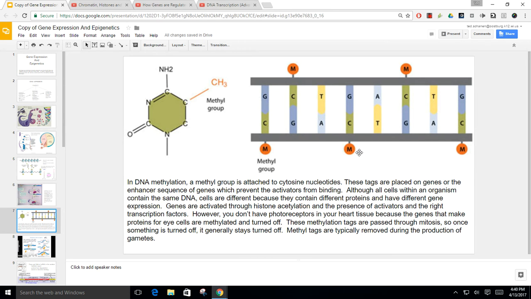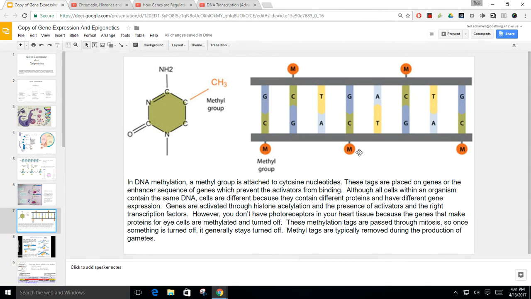Now, the thing that is really interesting is it's not just the differentiation of cells that causes methylation. Methylation can be caused by environmental factors like stress and diet and smoking and all of these other things. They can add the tags and turn off certain sequences of genes, and those can be passed through mitosis.